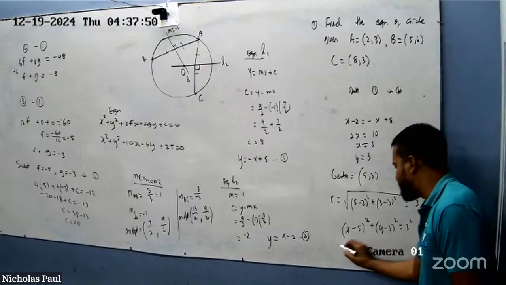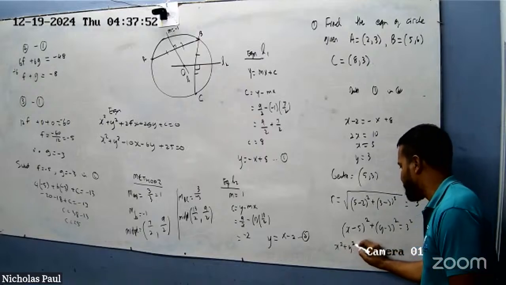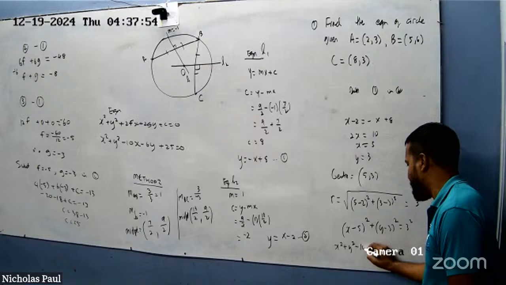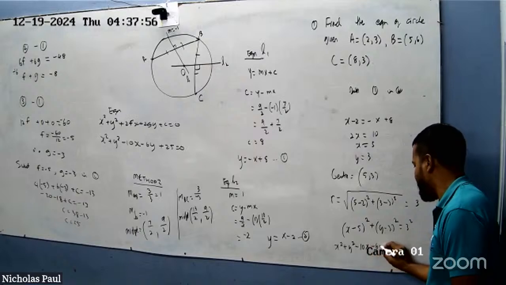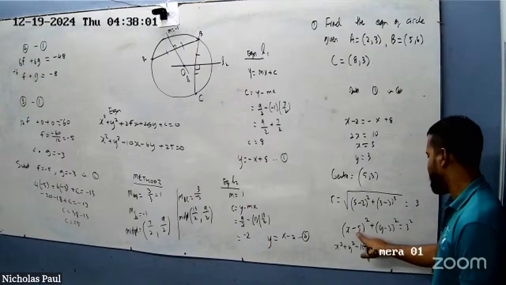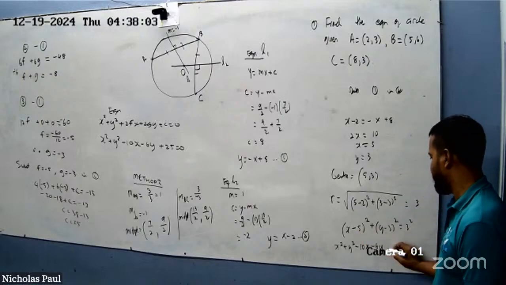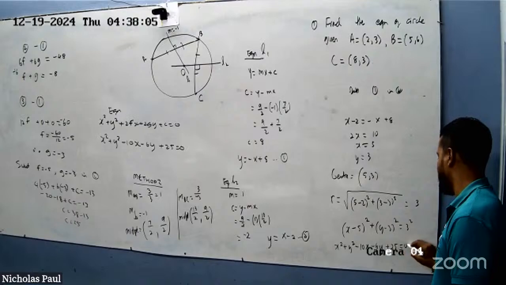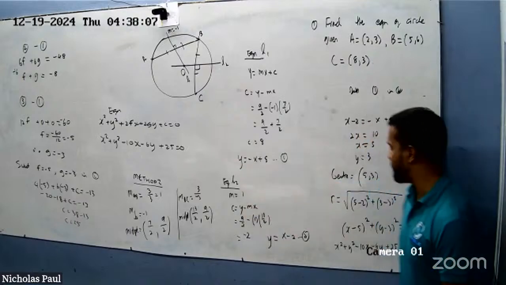If you work this out, you'll get x squared plus y squared minus 10x minus 6y plus 25, 9 plus 25. Same thing? Yep, same thing. So we're good to go.